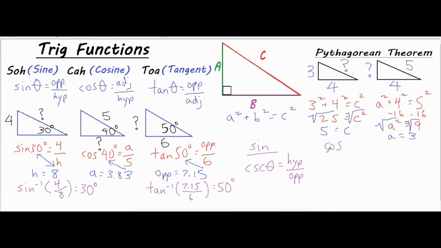And then for cosine, the reciprocal is the secant, which again, I'm just going to take this over here and flip it, and then I have the hypotenuse over the adjacent side. And then for tangent, the last one, the reciprocal is cotangent. And then we're going to put the adjacent side up top, and the opposite side on the bottom.